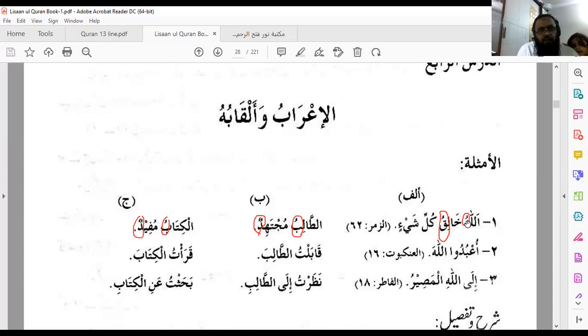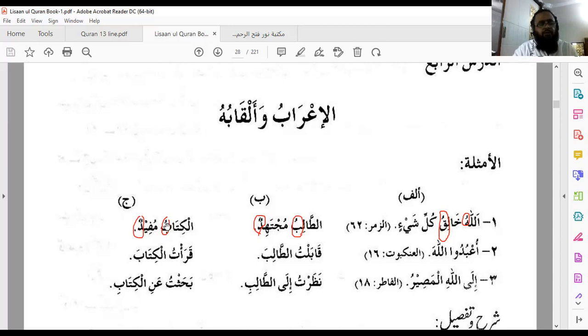Now the second one: At-talibu mujtahidun. At-talibu, the ba has what? A zamma is over there. So this is also the identification of raf', and that is why we call it marfu'. The status of talib is marfu'. Mujtahidun also ends in raf', and this is also marfu'.